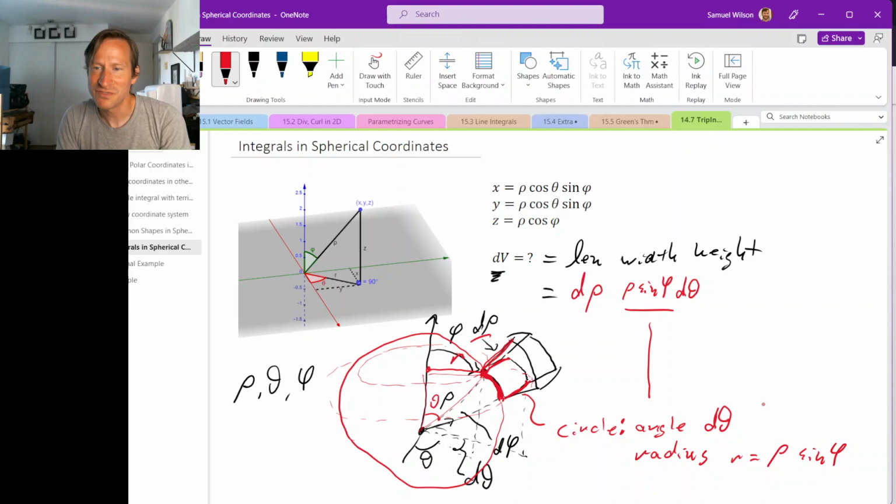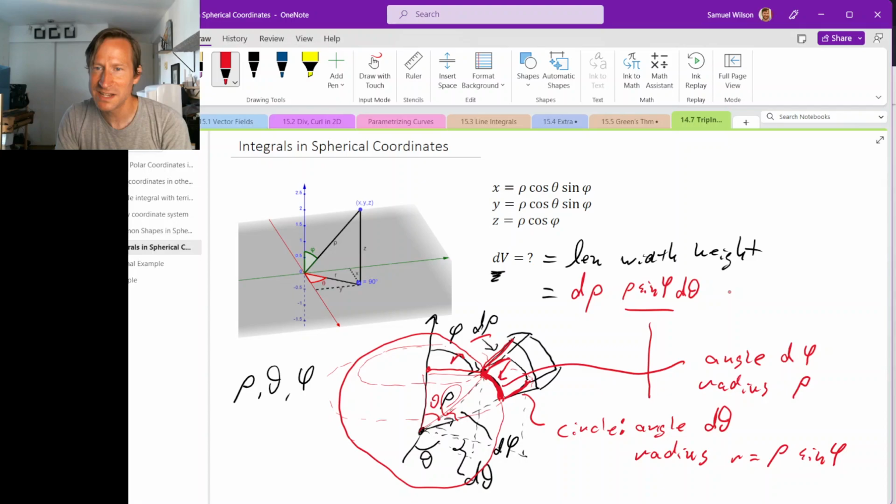So for this one, the angle, well, that was just d phi. And the radius for this circle, well, this circle is on the sphere of radius rho, so it's just rho. Okay, so the height is, again, the arc length of this segment right here, which is the angle times the radius, which is rho times d phi.